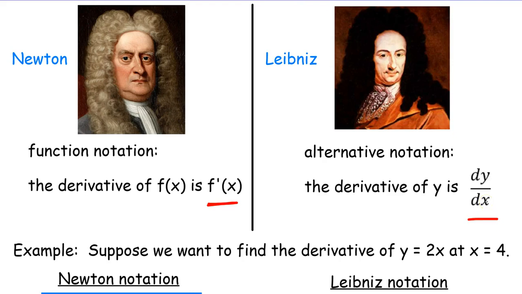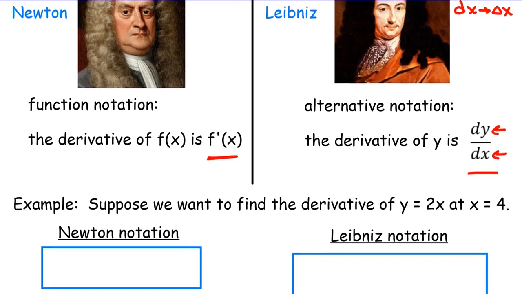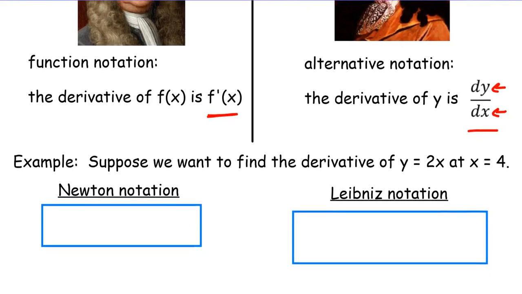Now this has some meaning because dy is kind of like delta y, where delta means change. So dy may just be an infinitesimal change. And similarly, dx is kind of like delta x. Again, delta means change. So basically what we have is the change in y over the change in x, just like slope, change in y over change in x. So that's why that kind of notation makes sense. We'll use both types of notation, and I want you to be familiar with both of them.